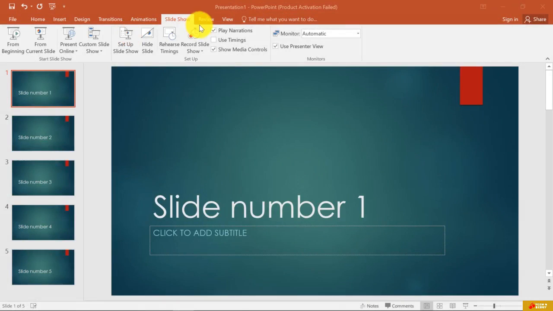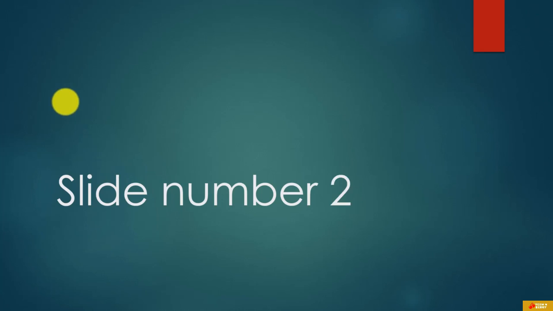Now here in slideshow, the first option you will see is From Beginning. What it will do is start your slideshow from the beginning. You can also click F5, it will work the same. It will start your slideshow from the first slide, and you can just move to the second slide.